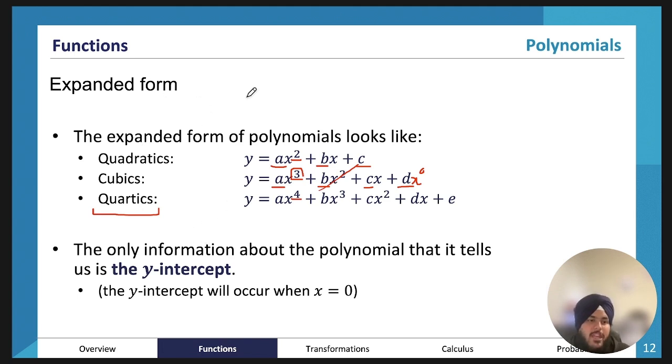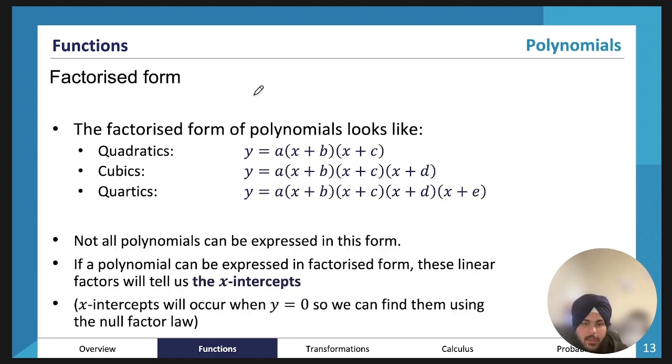And the only information that the expanded form will tell you is the y-intercept. So any constants, for example, C, D, and E, are the y-intercepts of that particular graph. So this is the information that we can get from the expanded form.